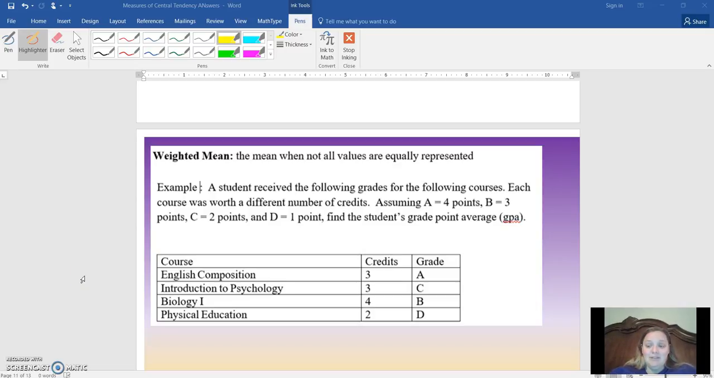Alright, so we ended the last video, and I wanted to show you this weighted mean, and a little side note. Sometimes logic will get you the same place that a crazy formula will. And so let me give you an example.